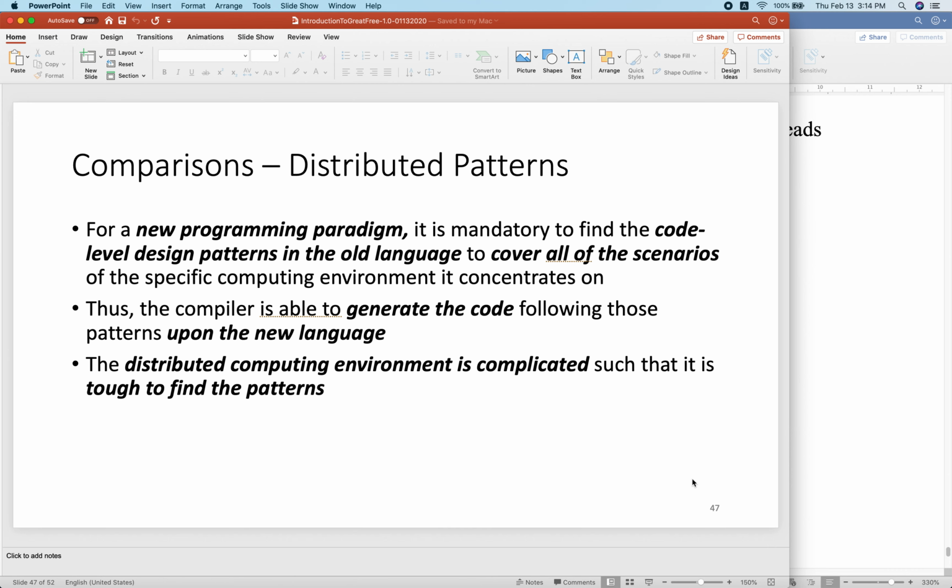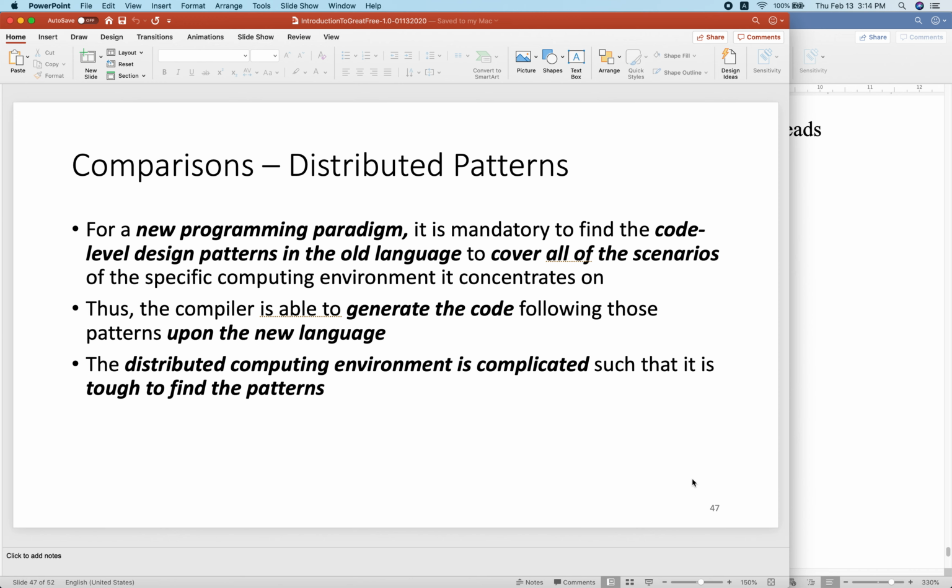Happy to talk about the third comparison. This is another most important fundamental of grade 3. I will talk about design patterns in grade 3.